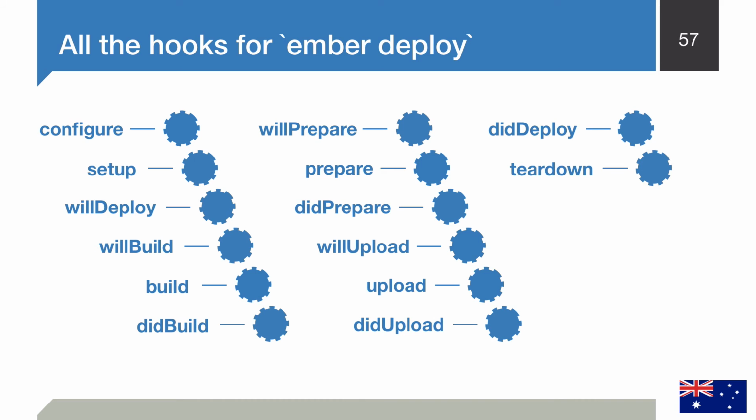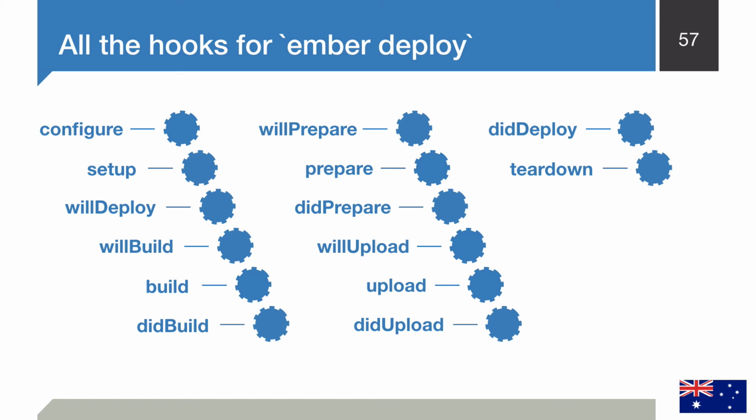So when you run ember deploy, this is actually what happens. This is the list of all the plugins, all the hooks, and they run in this order. So you can see from the start we can configure, we can hook into setup. Will deploy sort of wraps the whole deployment. You've got your will build, did build, your prepare hooks, your upload hooks, and your did deploy and tear down.